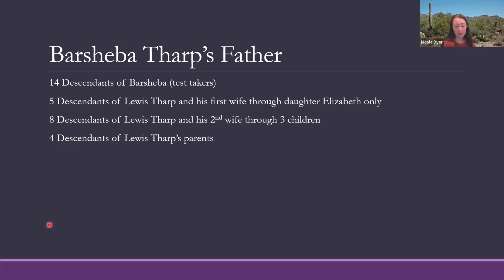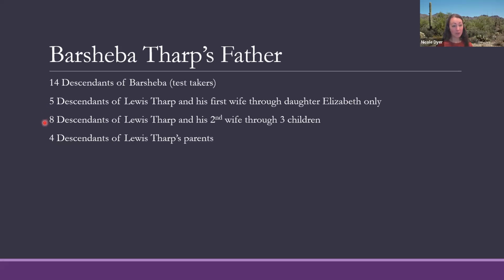In my proof argument about Bathsheba Tharp's father, I started off with 14 test takers or descendants of Bathsheba, who was my research subject. And then her hypothesized father is Lewis Tharp. And I had a lot of descendants of him through his first wife and through his second wife. Through the first wife, the three children of Lewis Tharp and his first wife, Joanna West, were Elizabeth and then Bathsheba, I believe, and William. And I didn't have any matches through William, only through Elizabeth. So that was just what I had to work with. And there ended up only being a few matches, there were only 5. And so I just had to use what I had for that line.